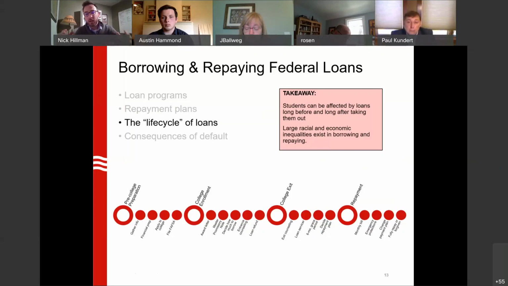This is a 20, 30-year long process for people. It's very complicated. And there are large racial and economic inequalities that are baked into every single one of these dots along the way.